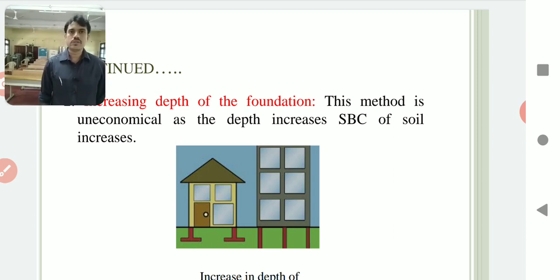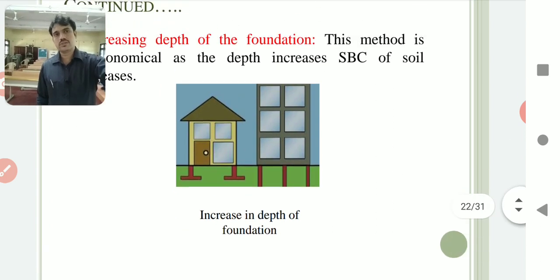So therefore, instead of this, we go for another type of method. Anyhow, this is also one of the methods. This method is uneconomical, but as depth increases, the SBC of the soil definitely increases. So this is the second one.